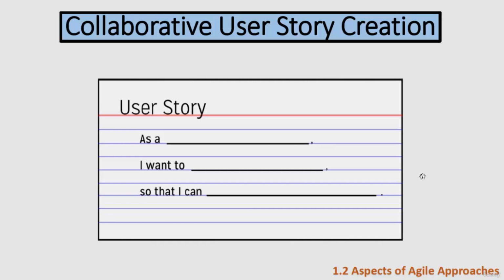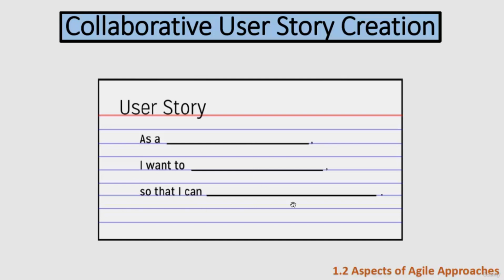In this section, we will talk about collaborative user story creation. So what is the user story first? A user story is a way of writing requirements that is used commonly in Agile. This is the way that we write user stories. We say, as a person, I want to do something so that I can obtain some benefit.